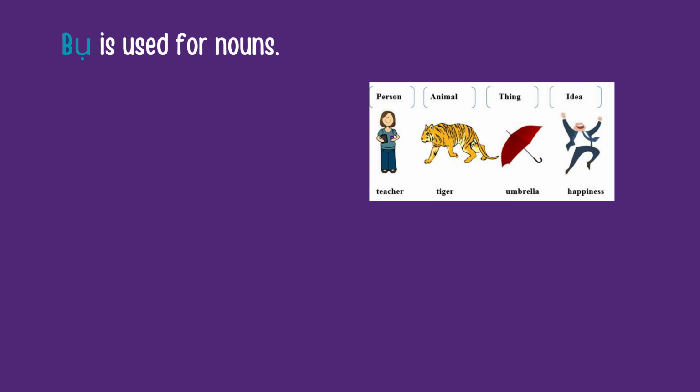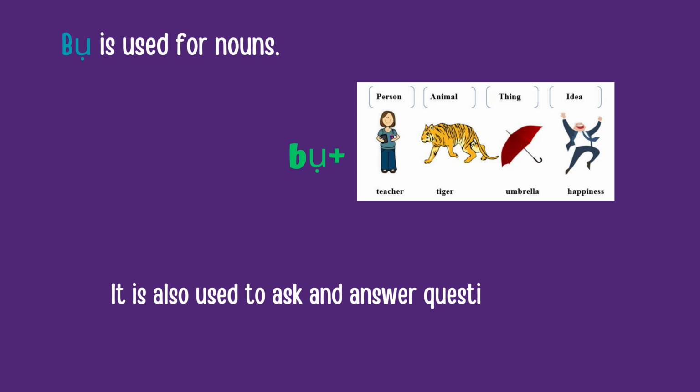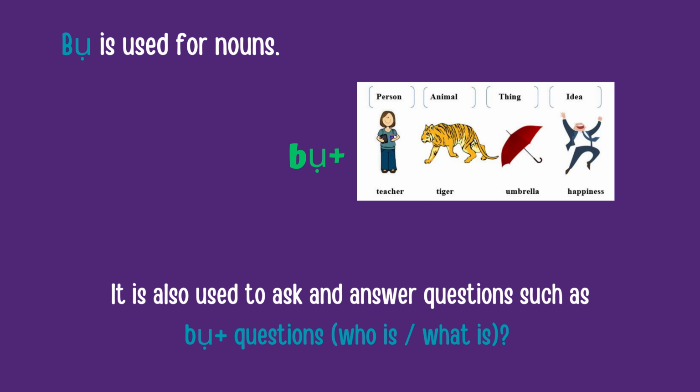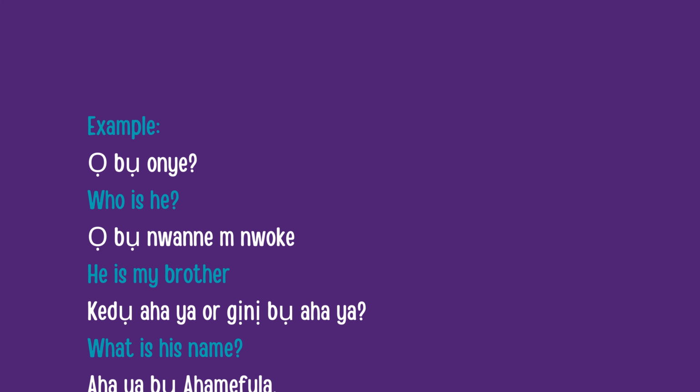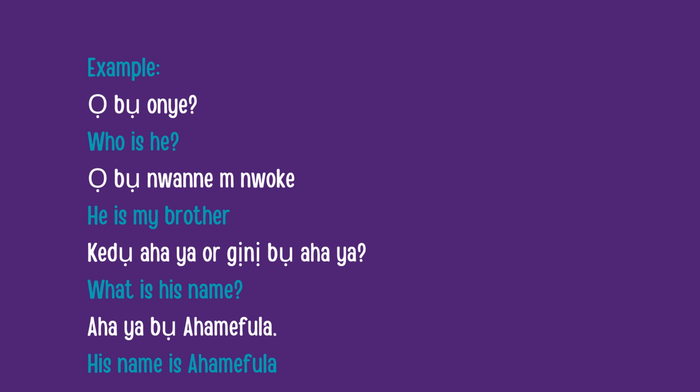Bo is used for nouns. It is also used to ask and answer questions such as who are you? What is your name? It is also used to ask and answer questions who is and what is. Example: Ọ bụ onye? Ọ bụ nwanne m nwoke.